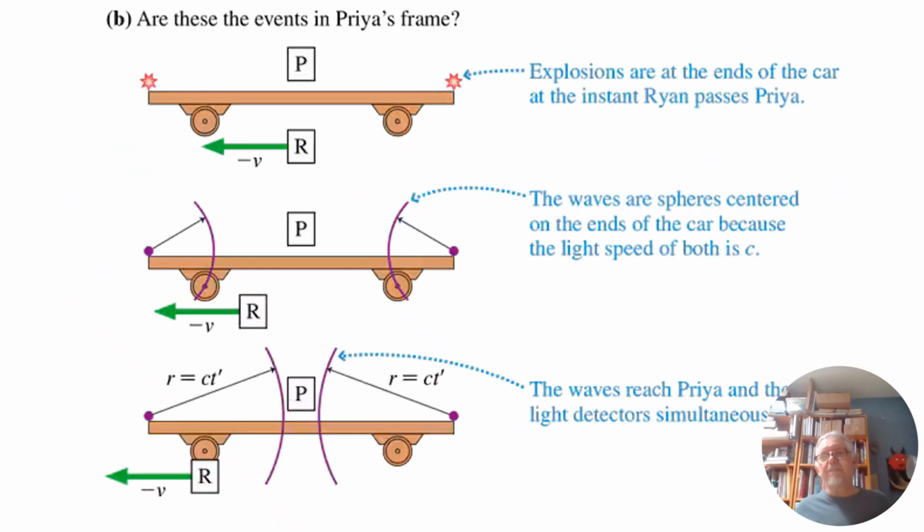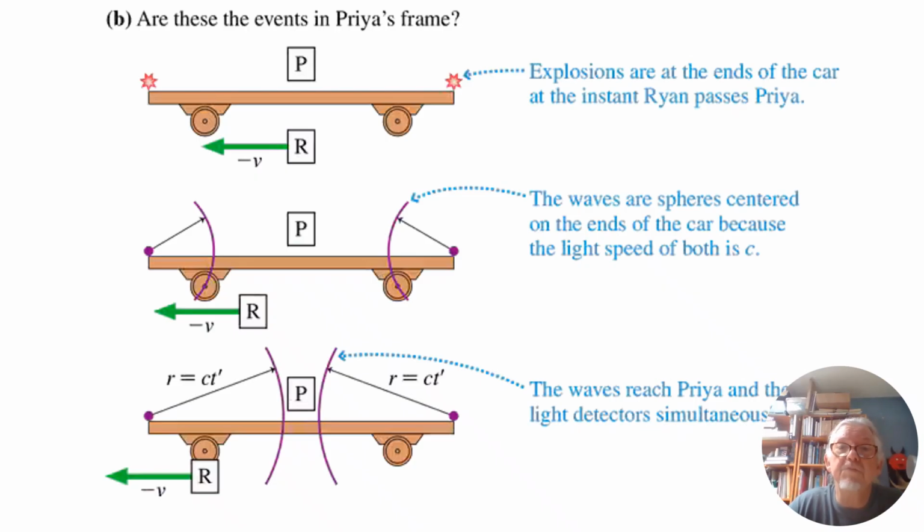All right, so let's now think pre-relativistically and say, well, Priya's going to see the two light beams also. They're going to explode simultaneously in her reference frame. Everything happens the same everywhere.